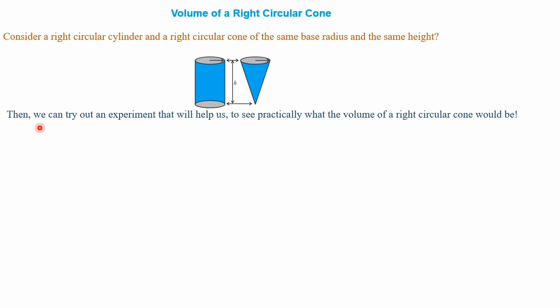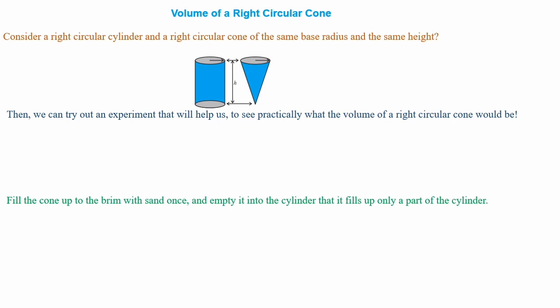We are going to do an experiment that will help us derive the formula of the cone from the volume of the cylinder. For that, we fill this cone up to the brim with sand and empty it into this cylinder. When we do it the first time, the cylinder is not completely filled.